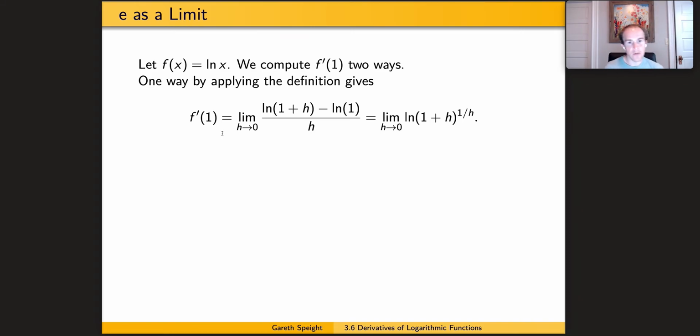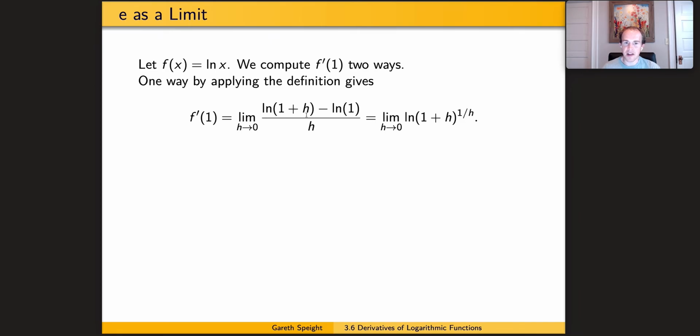Right, so f of 1 plus h minus f of 1 divided by h, we let h go to 0. Here f of x is ln of x. So we get ln of 1 plus h minus ln of 1 divided by h. We can simplify, because ln of 1 is 0, and if we rewrite dividing by h as times 1 over h, we get 1 over h times ln of 1 plus h.